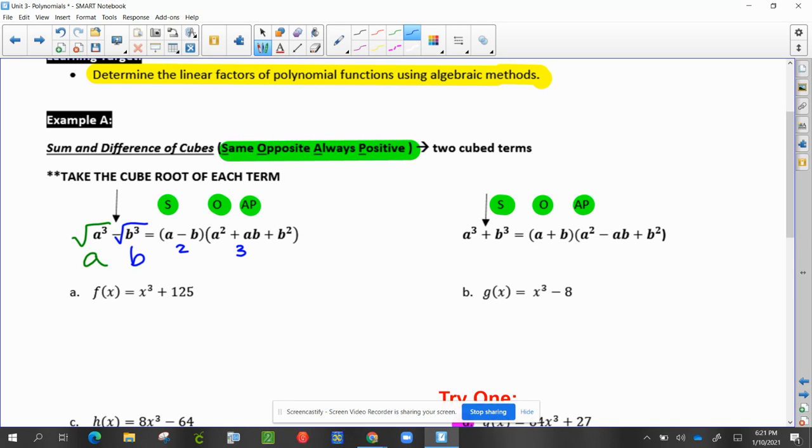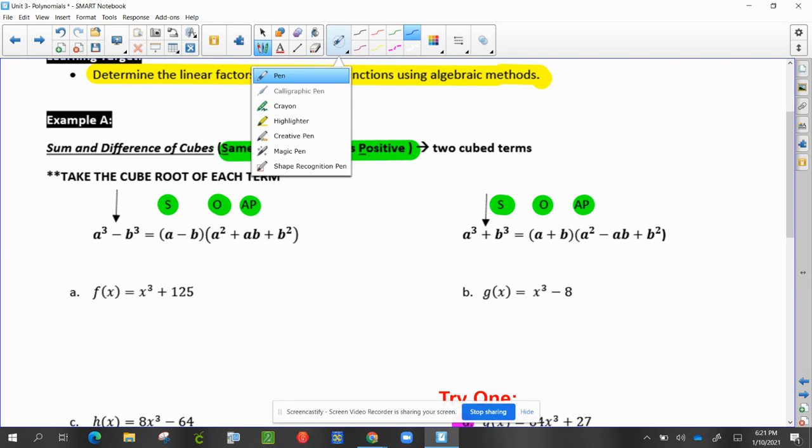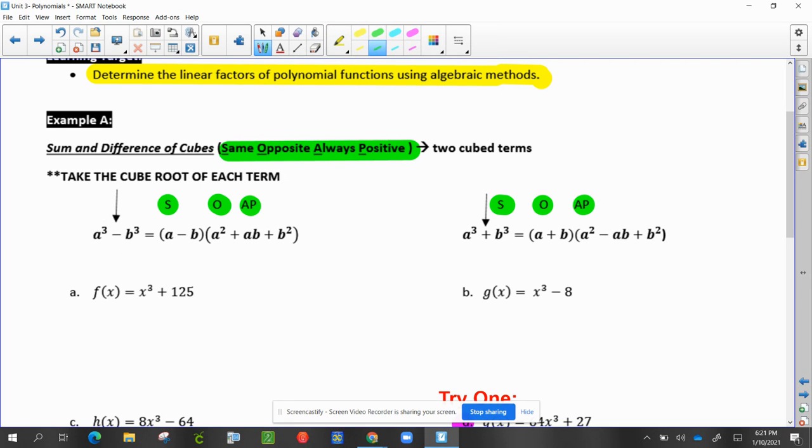So that's where this SOAP acronym comes in. For SOAP, I'm going to erase all this. Our first sign in our factoring is always the same sign. So if it's minus, minus. This was plus, so the first sign is plus. The next sign is always going to be the opposite. See, I went minus and then plus. Like in the sum of cubes, it goes plus, minus. It's always the same sign, opposite sign.